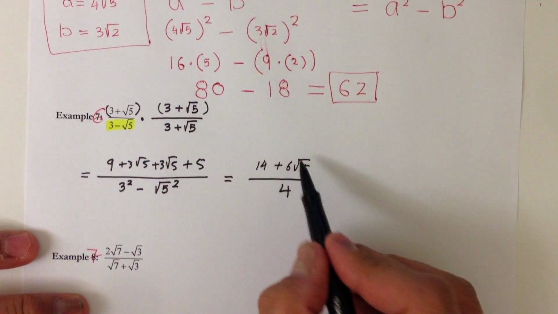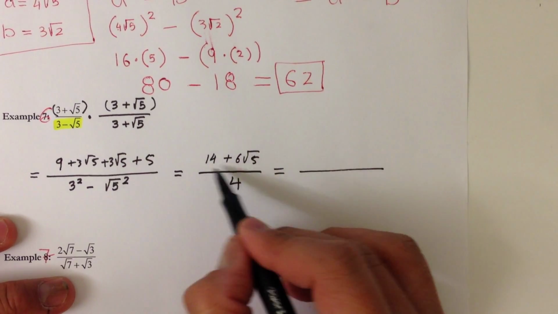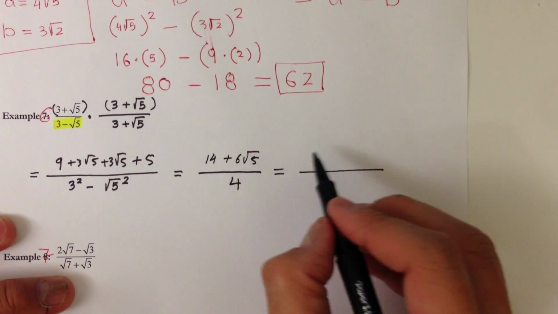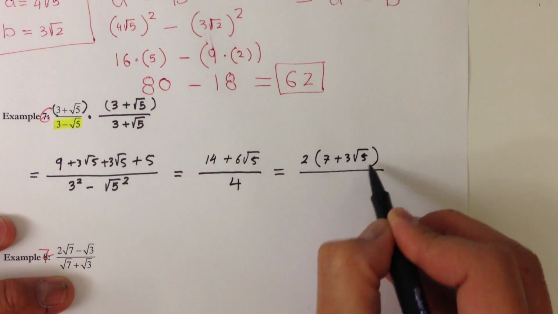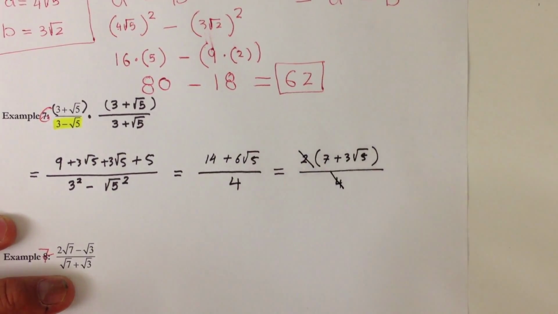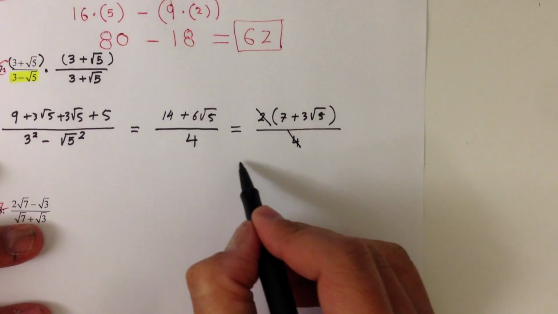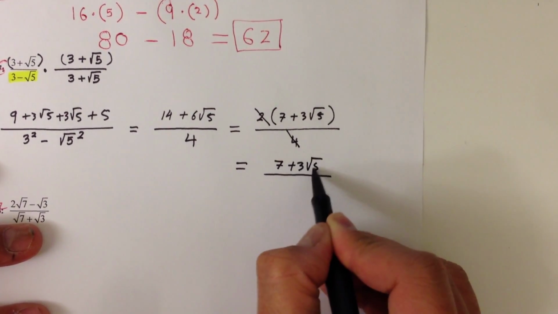Now I'm going to simplify what I can. In the numerator, I can factor out a 2, so I'm going to pull out 2, leaving 7 plus 3 rad 5. The denominator contains a 4. So these can be reduced, leaving us with 7 plus 3 rad 5 over 2.